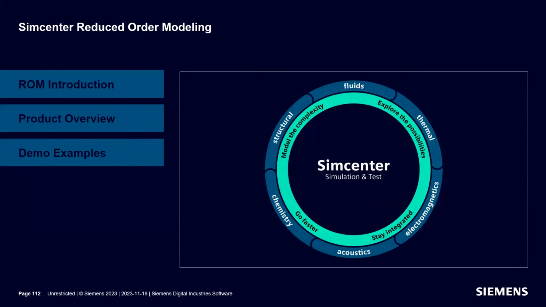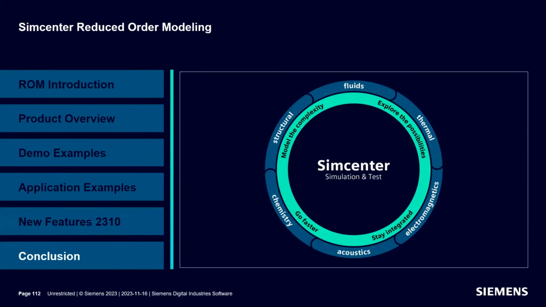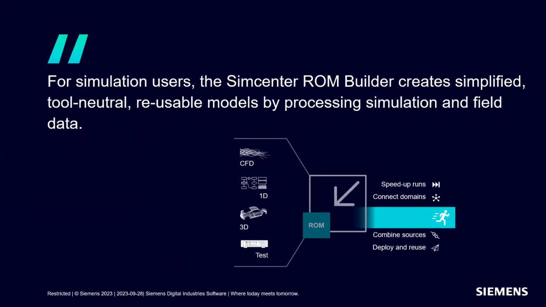So I know a lot of that was a lot of information. There was a lot of demos. There was a lot of applications. But one thing you really just have to keep in mind is, why did Siemens move in this direction? What does Simcenter Reduced Order Modeling offer, right? So ROM Builder now is Simcenter Reduced Order Modeling.